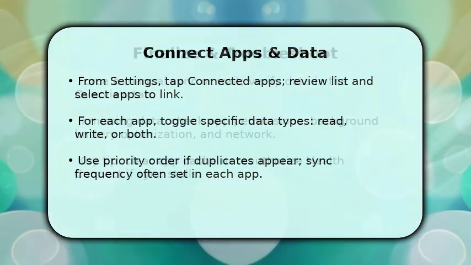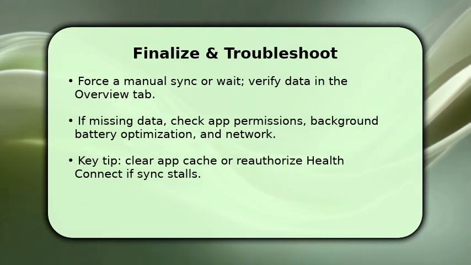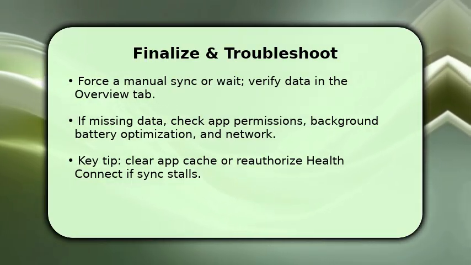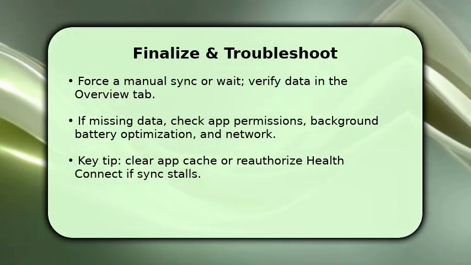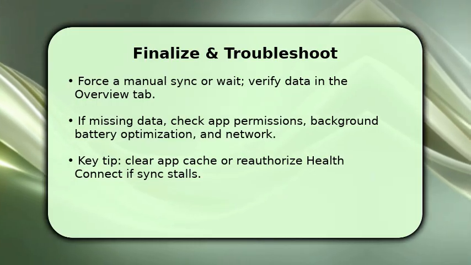Finally, verify everything by forcing a manual sync or simply checking the Overview tab to confirm new entries appear. If data is missing, inspect app permissions, ensure background activity is allowed, and confirm network access. These are common culprits. Make sure battery optimization isn't stopping syncs.